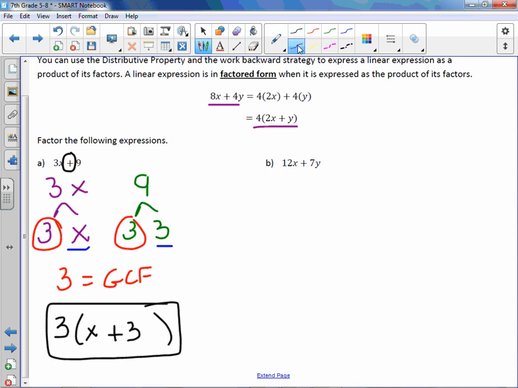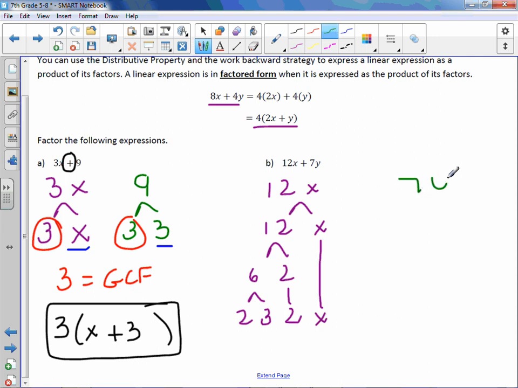Let's do it again with B. We have 12x, which we can split apart to be 12 and x. And it's very important that you do it in order. If the 12x is written first, do the 12x first. Okay? 12 can then be broken down into 6 and 2. And 6 can be broken down into 2 and 3. Bring down the 2. Bring down the x. Then we have 7y, which is 7 times y, and that's it.